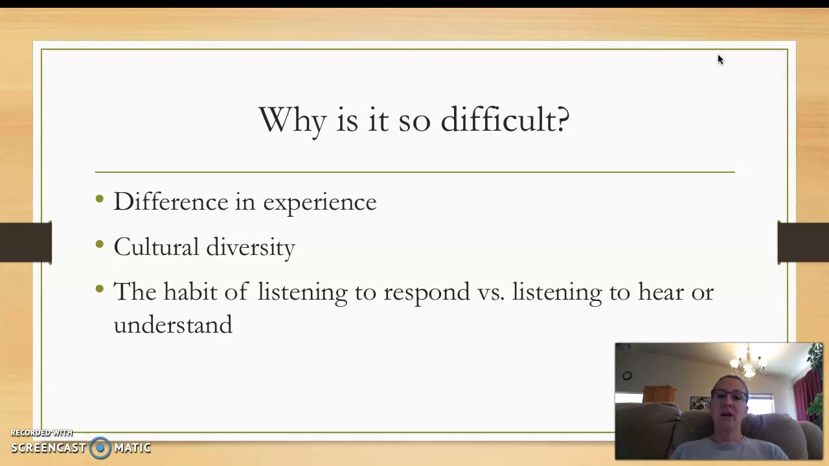And a third area that can make it difficult to coordinate with another faculty member to bring the best content to my students is that there tends to be a habit of listening to respond versus listening to hear or to understand. A good way to combat this habit is to make sure that I'm rephrasing as I meet with that other faculty member. That shows that I'm being attentive and that I hear what they're bringing to the table.